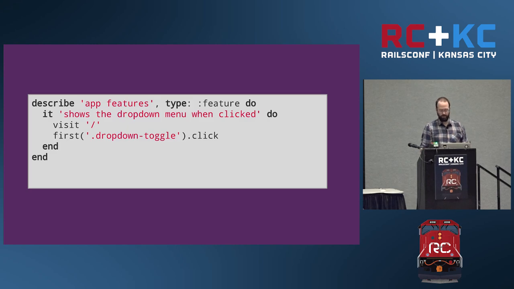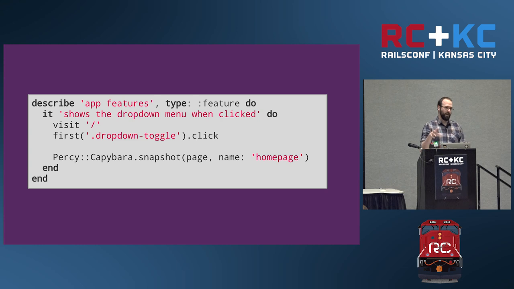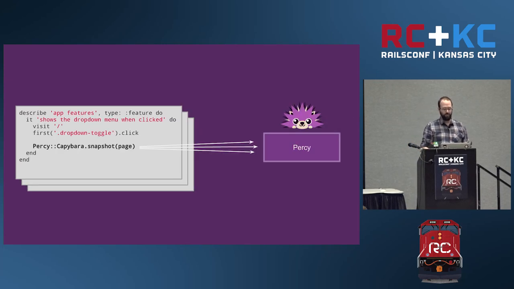So here's how Percy integrates into an RSpec feature spec. It's basically the same thing that we created, right? You have a feature spec, it visits some page, it does some action on the page. And then what you do is you just drop in Percy Capybara snapshot the page, give it a name, say this is the home page, right? So what's that actually doing underneath, right?